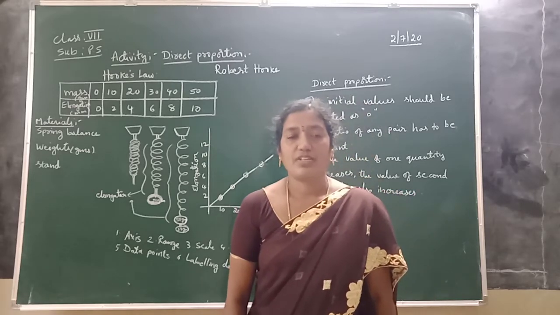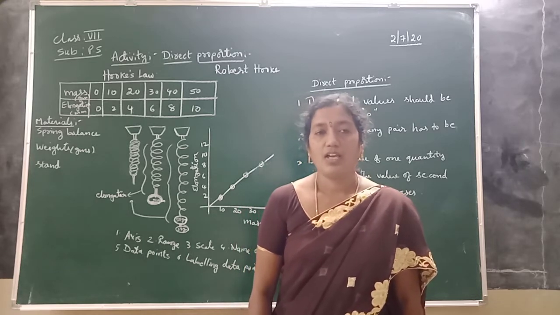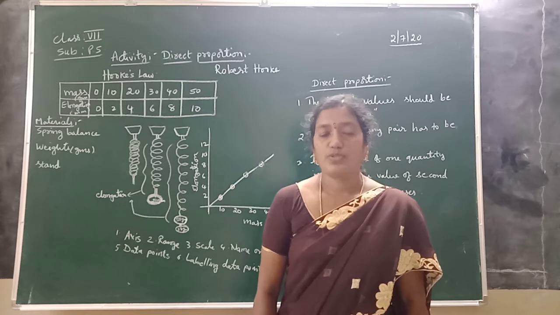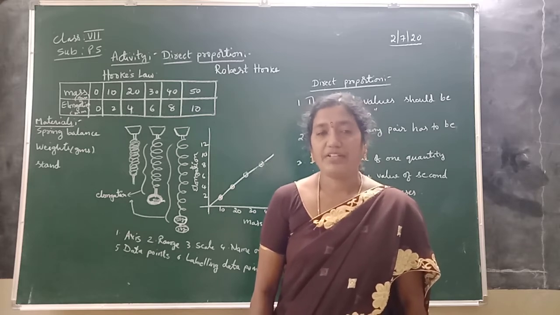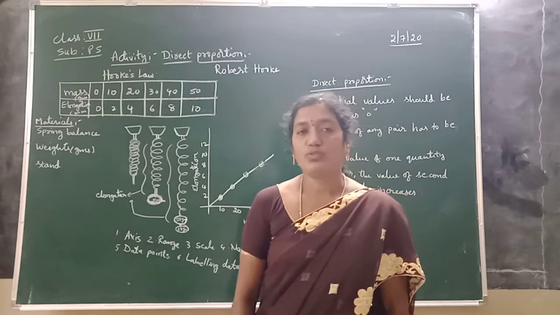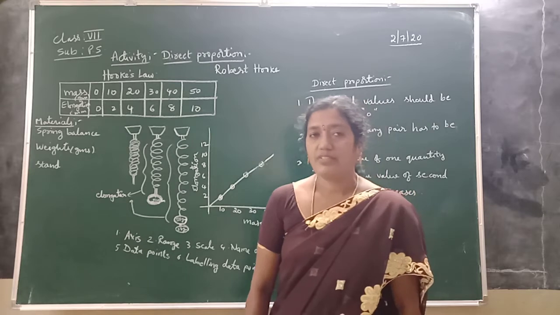In the last class we have studied about the steps in the construction of a graph. Now in this class we will see what is direct proportion and how to identify the given problem in the graph. For this one we have to do an activity. What are the materials required for this one?